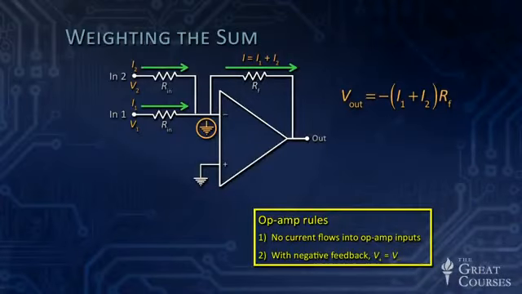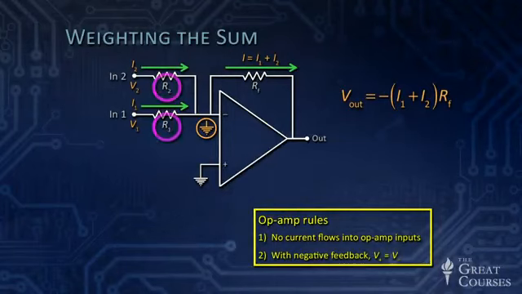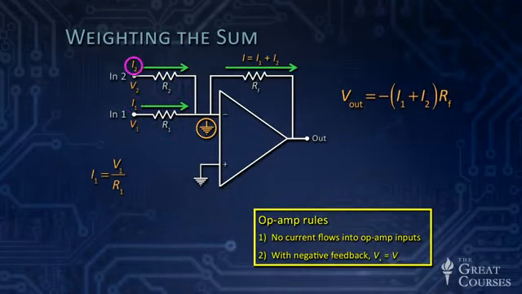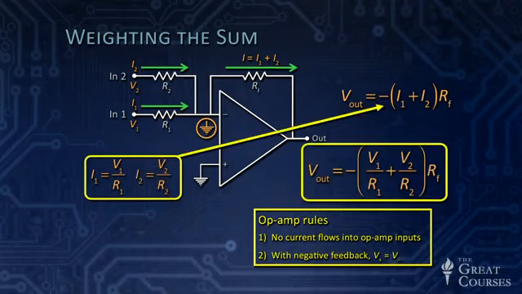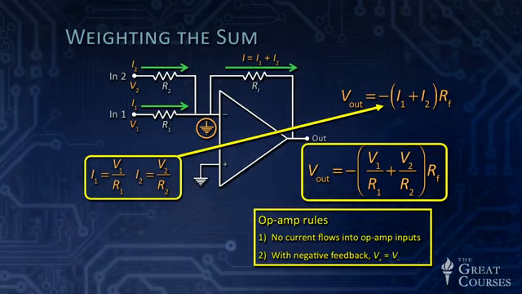Let's first of all look at what we could do if we didn't want an actual sum. We wanted to weight the sum. We wanted one input to count more than the other. Well, then we could take the input resistors and make them different. And then I1 would be V1 over whatever R1 was, and I2 would be V2 over whatever R2 was, and when we put those in, we get a weighted sum, weighted by those two different resistors, weighted by two different gains. And so we don't have to simply add the inputs, we can add them and give them different weights if we want.